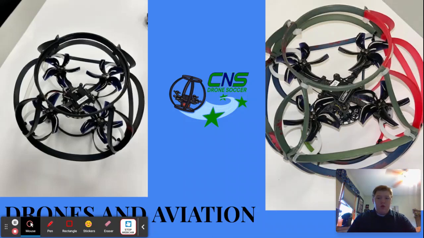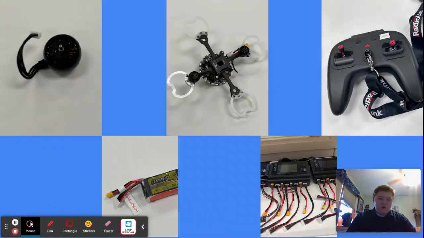So what we see on our screen are our drone soccer balls. They are the things we use to compete in drone soccer. Now, these are the pieces of the drone. There are both external and internal, the hardware and the software of the drone.